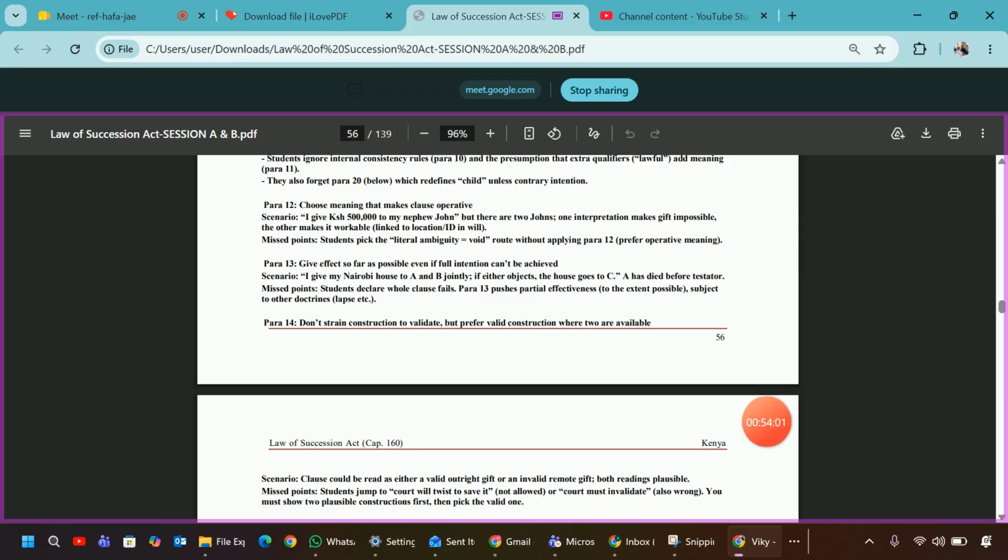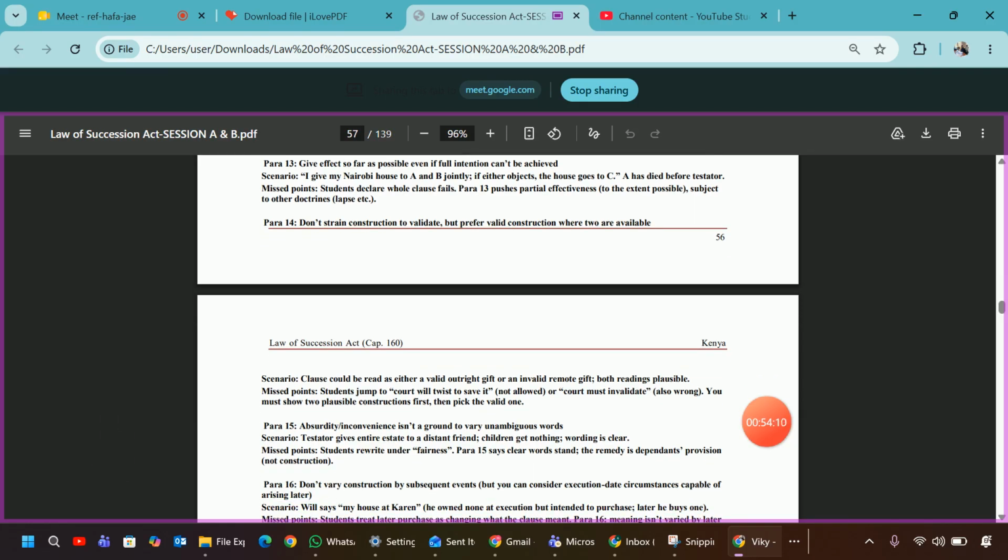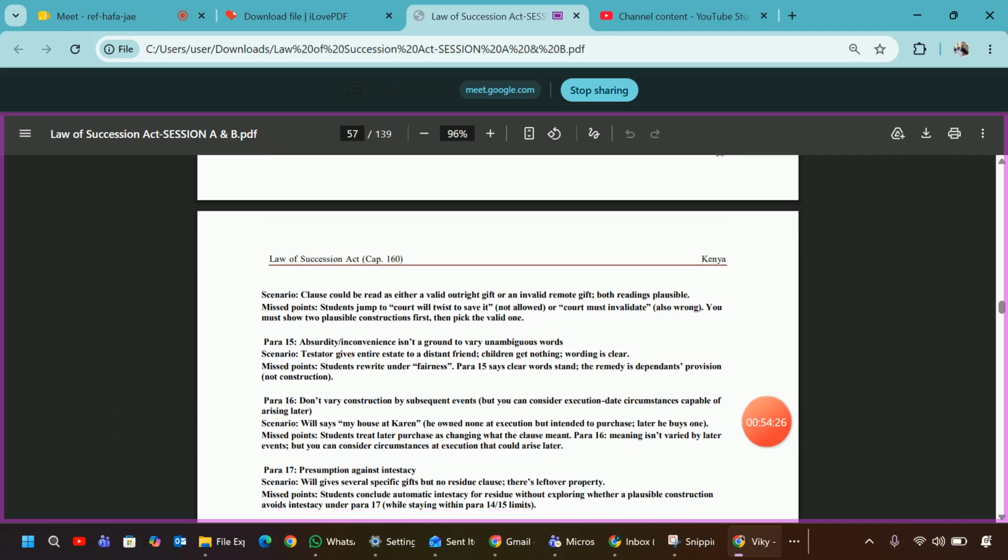Paragraph 14: don't strain construction to validate, but prefer a valid construction where two are available. Scenario: a clause could be read as either a valid outright gift or an invalid remote gift. Both readings are plausible. Students jump to saying the court will twist to save it, which is not allowed, or that it must invalidate, which is also wrong. You must show two plausible constructions first, then pick the valid one.